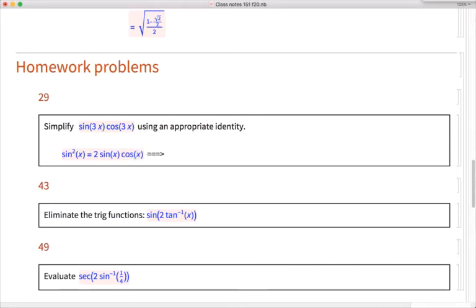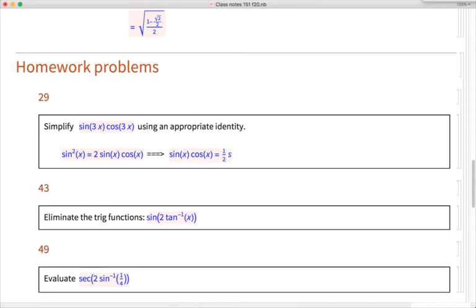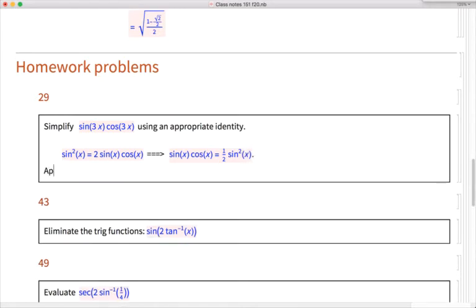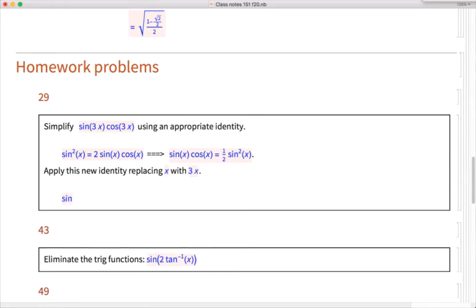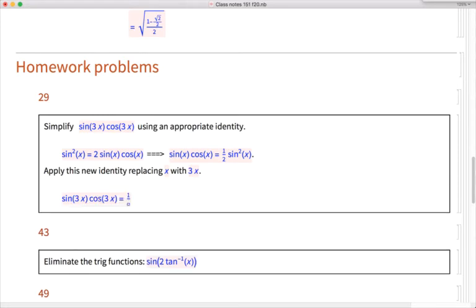And we just have to be slightly inspired here to say, oh, we can take this identity and solve it for sine x cosine x. All right, so we're just dividing both sides by 2. And now we're going to apply this new identity, replacing x with 3x. Okay, so when we do that, we get sine of 3x times cosine of 3x equals 1/2 sine squared of 3x. And I think that that's what's considered to be the simplification here.